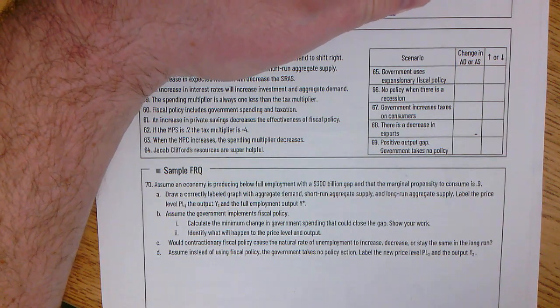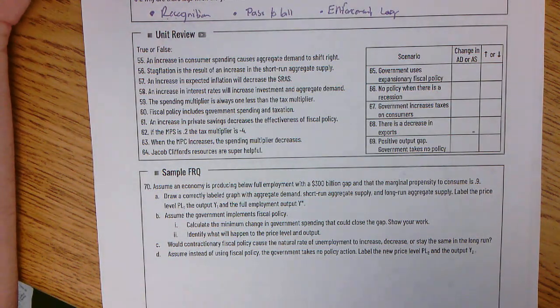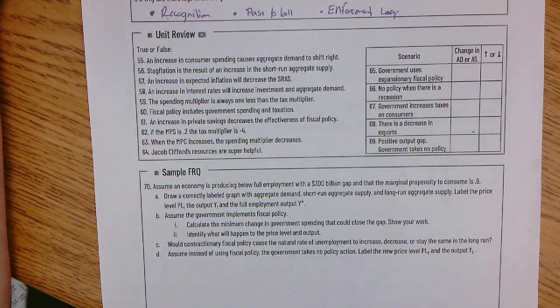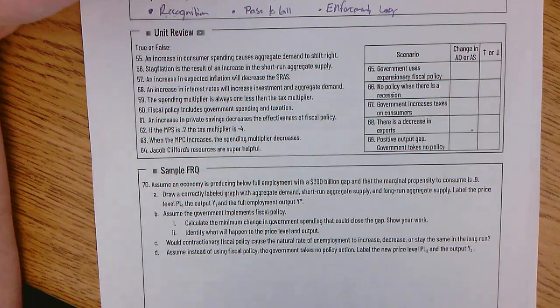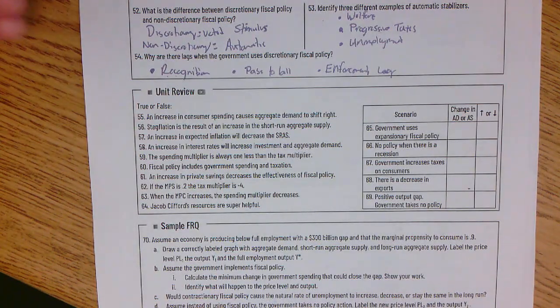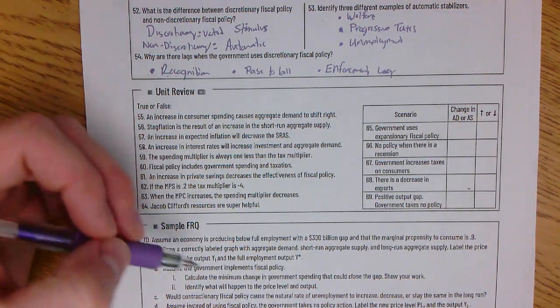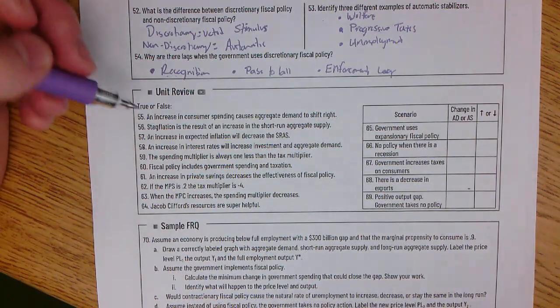So even if we passed a stimulus bill today that included stimulus checks, it might be weeks or months before we get those benefits. So for those reasons, fiscal policy generally lags behind the economy a little bit. That doesn't mean it's not important, it just takes a little bit longer to take effect. All right, now we're looking at some more general unit review stuff here.